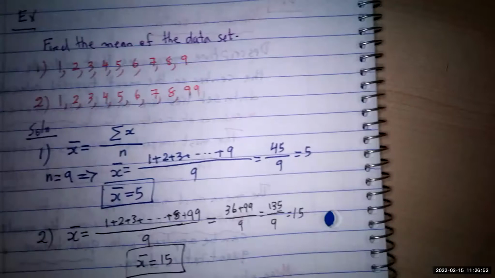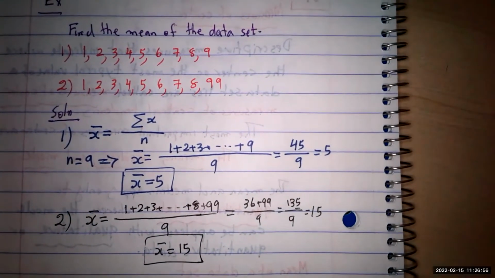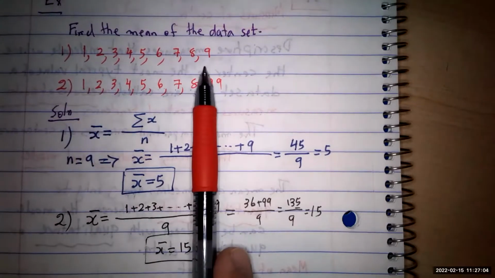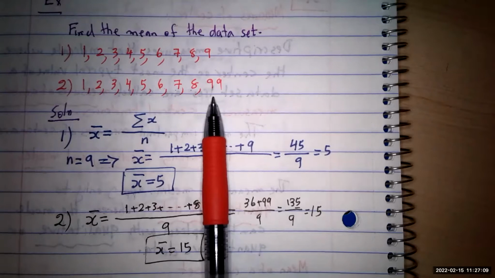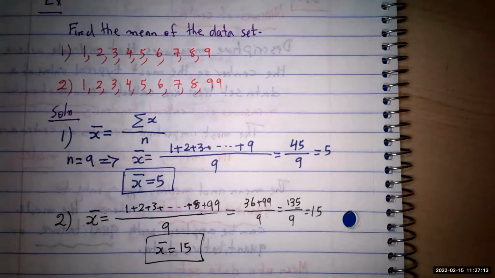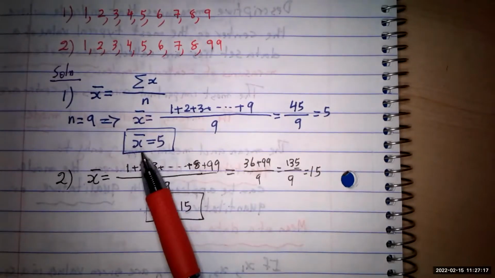Okay, so I'll give you 2 examples to see when this tool is going to be appropriate, if you like. This example is the numbers between 1 and 9. We just switch one of them from the 9 into 99. So for the first one, we add the numbers, we divide by 9, and the result was 5. So the mean is 5.